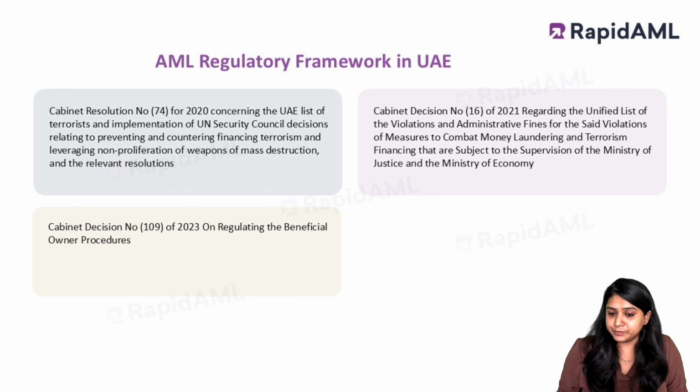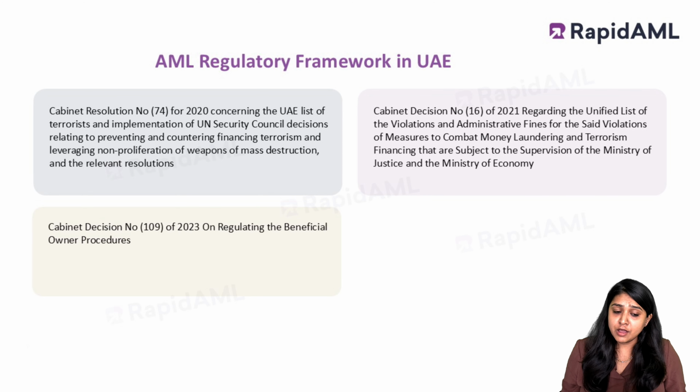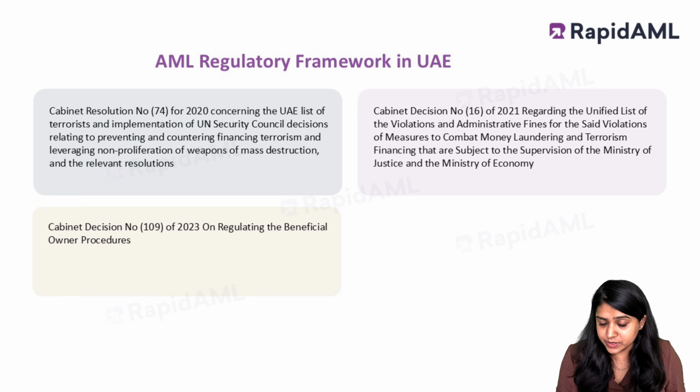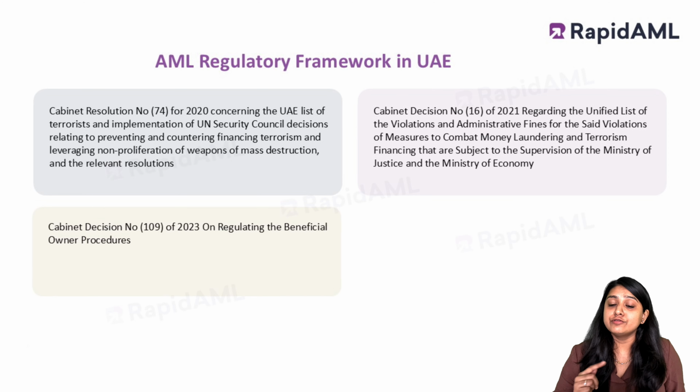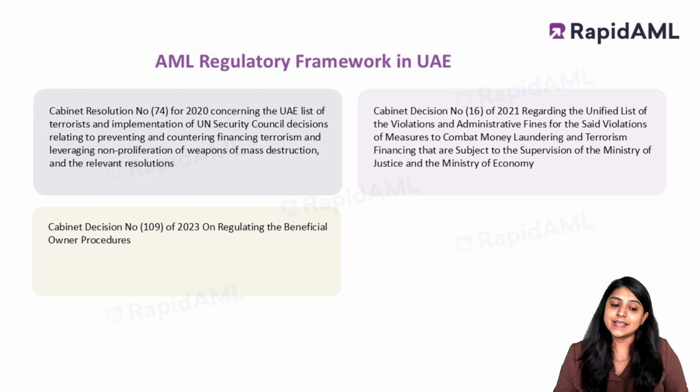Cabinet Decision number 16 of 2021 talks about the fines and penalties in case you fail to comply with the regulations of AML CFT. Cabinet Decision number 109 of 2023 talks about the obligations of maintaining the UBO registers and promptly informing your supervisory authority in case there are any changes. So those rules and regulations are stated in Cabinet Decision number 109. So this acts as the base of what kind of rules and regulations are being implemented in United Arab Emirates.